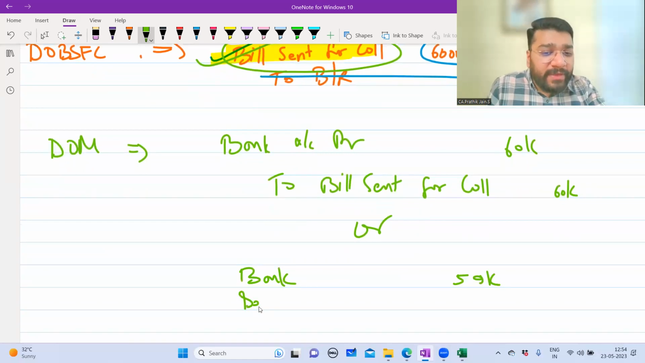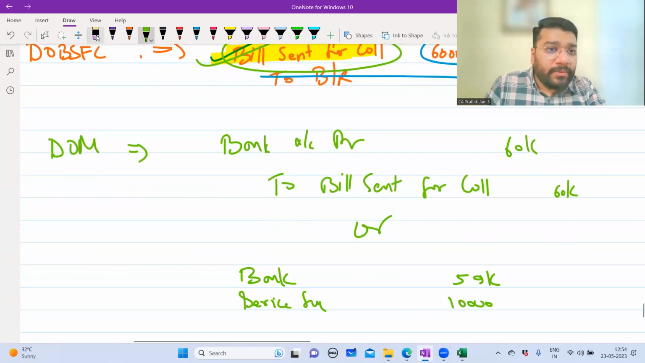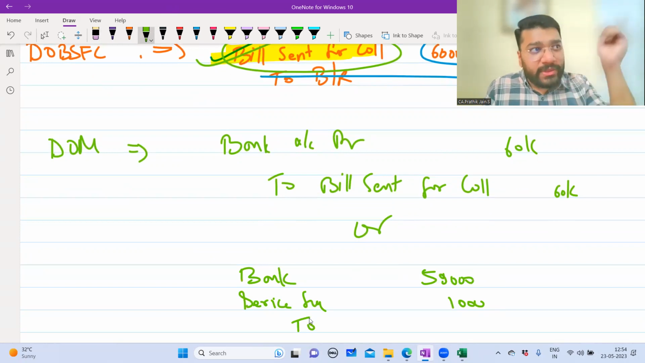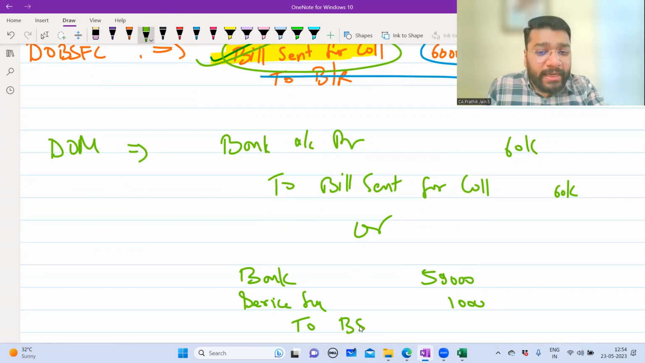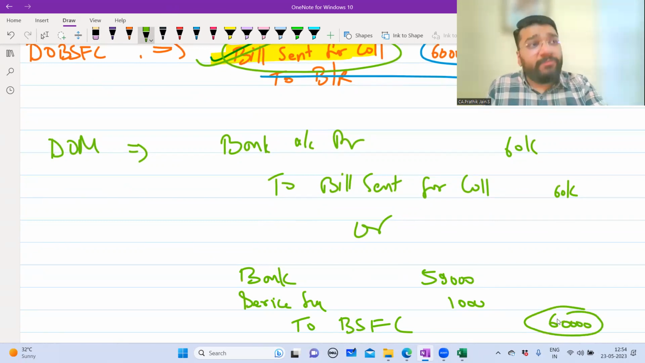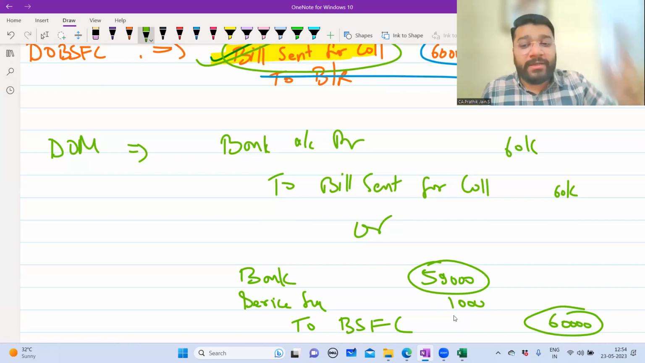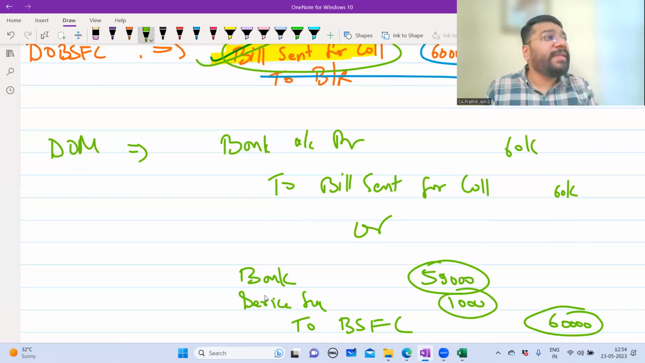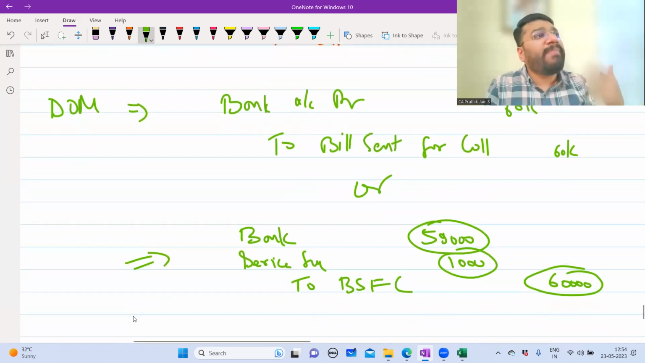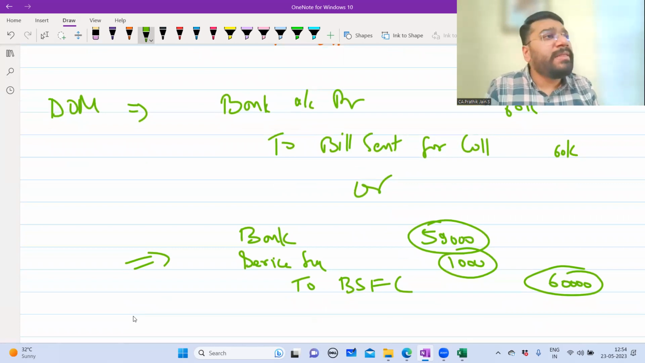So service fee account debit 1,000 rupees. The banker will pay you 59,000 rupees. In that, 1,000 rupees will be deducted. And the bill sent for collection is for how much? 60,000. So you gave a 60,000 bill to the banker. In return, how much money did you get? Only 59,000. Why did he deduct 1,000? He deducted 1,000 towards a service fee. So in case a service fee is coming, this will be the entry: bank account debit, service charges, service fee, bank charges account debit, to bill sent for collection.